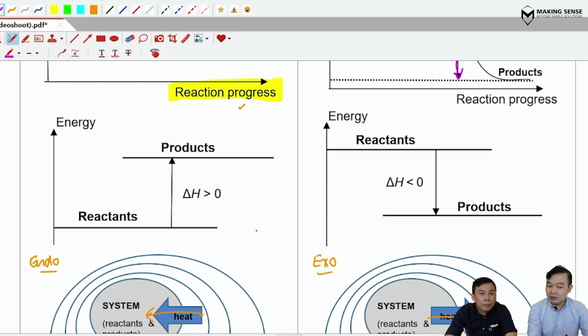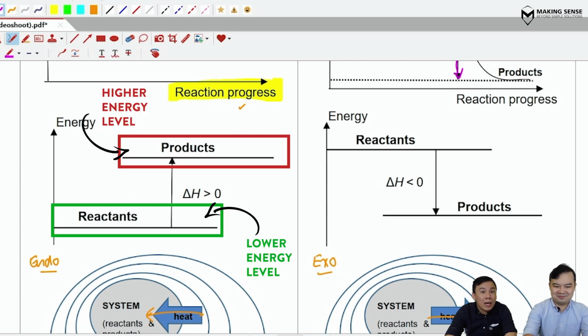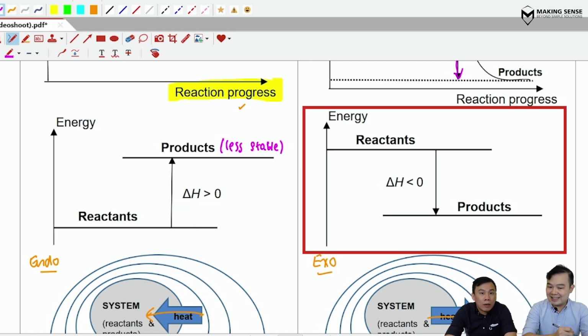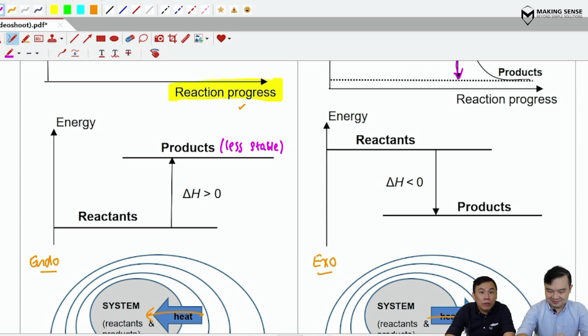So if I take a look at the endothermic reaction, the product has a higher energy level, so it will be less stable. That's right. And conversely, if you talk about your exothermic, who will be the one that's less stable? So the product is of a lower energy level, so it's going to be more stable. That's so right, the reactants will be less stable. That's right.